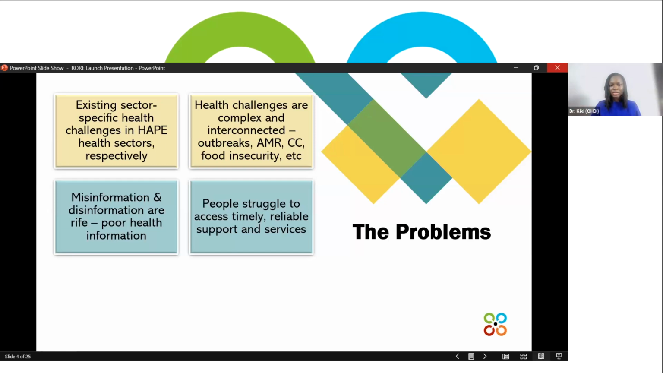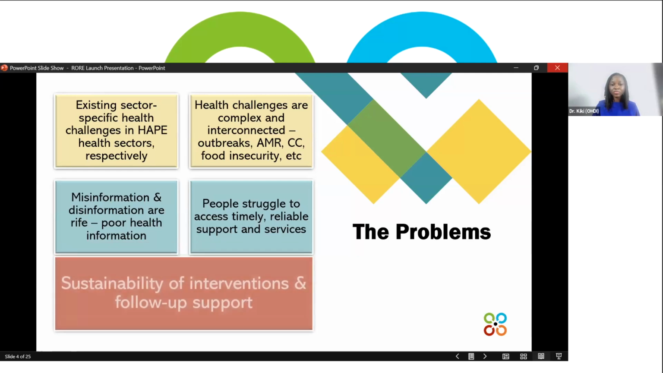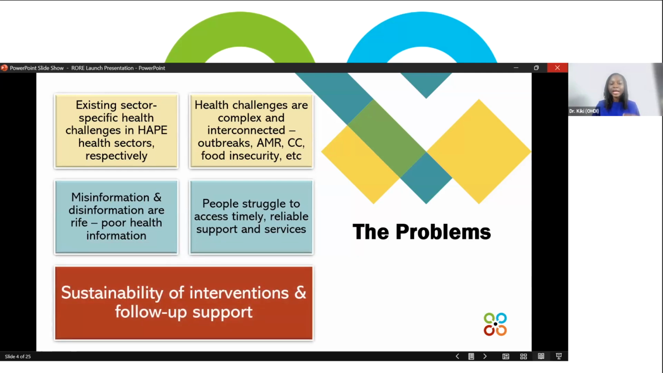And across all of these things I've mentioned, one key thing also is the fact that we have many interventions across the board. We have the government doing a lot of work. We have NGOs doing a lot of work. We have donor agencies doing all these wonderful things to provide support to intervene in different health areas or livelihoods or climate change areas. But what we are still yet to really see, particularly in LMICs, is sustainability. How sustainable are these interventions and follow-up support?